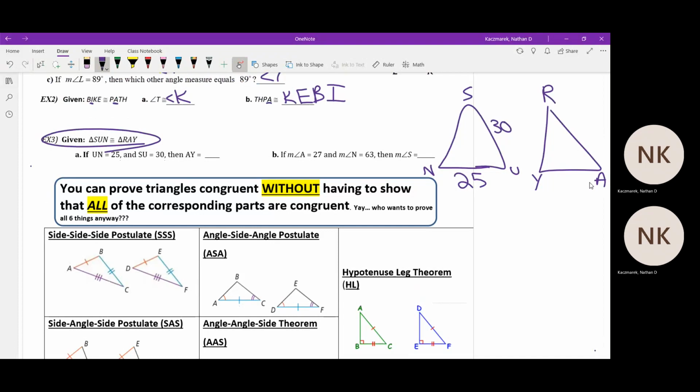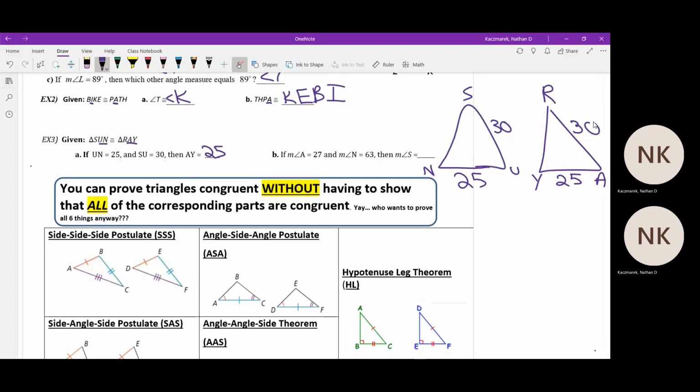NU is 25. NU is congruent to YA. You look over here, NU or UN, 2 and 3. AY, 2 and 3. So those are corresponding congruent parts. So that also has to be 25. I could have also said that RA is 30. I know that too, because of congruent corresponding parts.